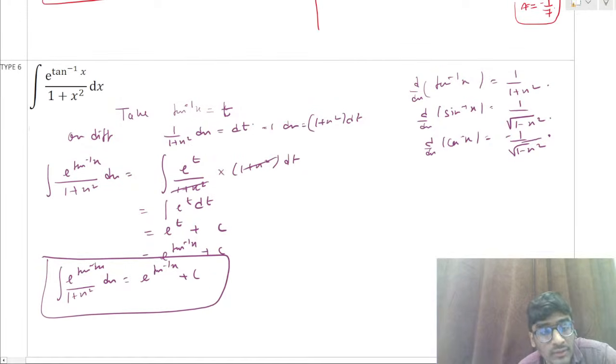I hope this question is clear. In inverse trigonometric functions, for this type of question we need to substitute the inverse trigonometric function as a variable t, then differentiate, and we will get the standard integral form.